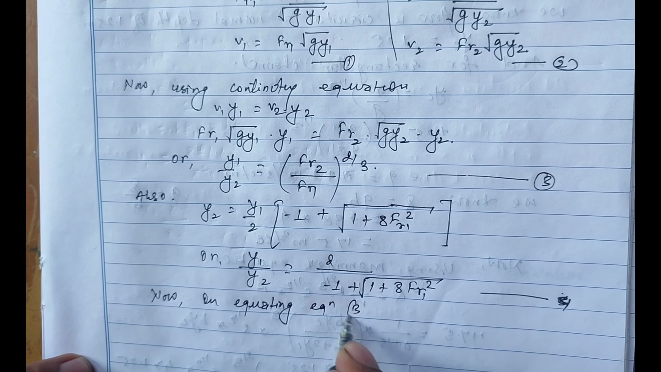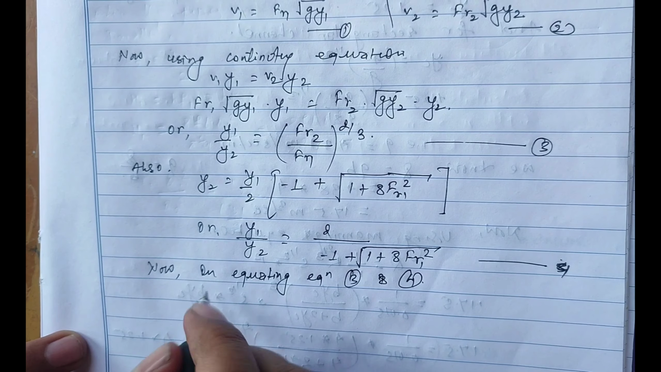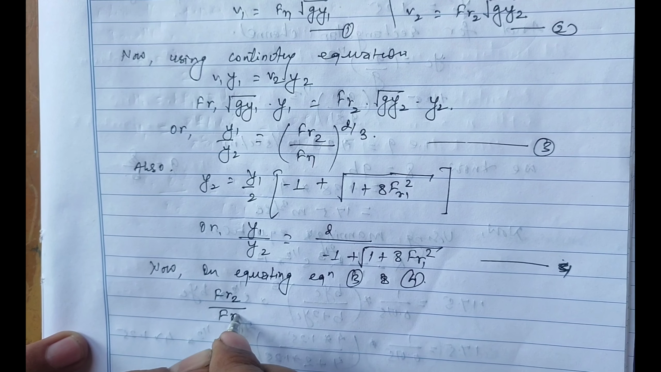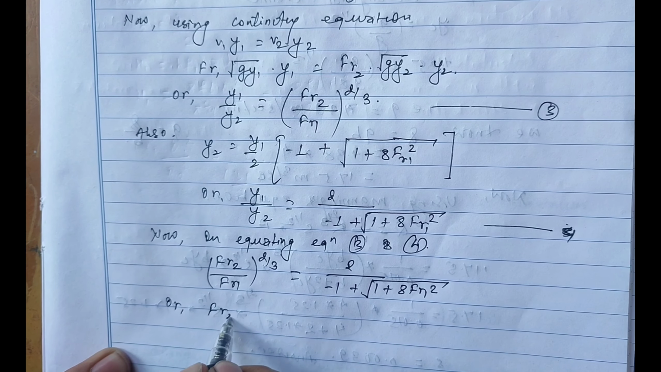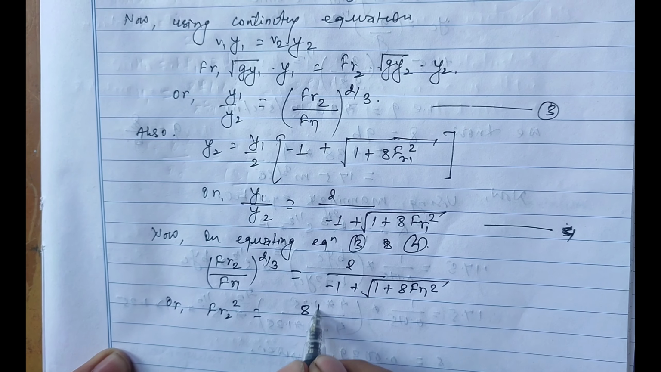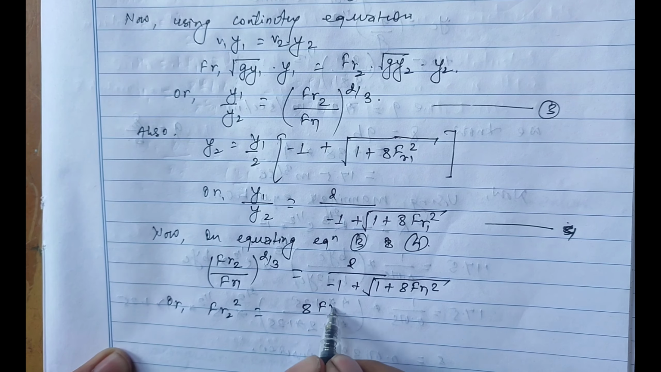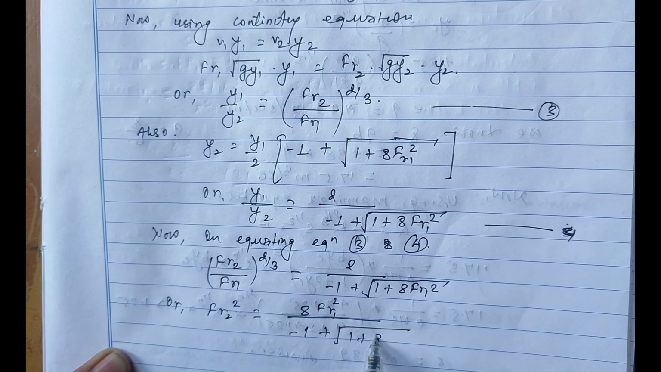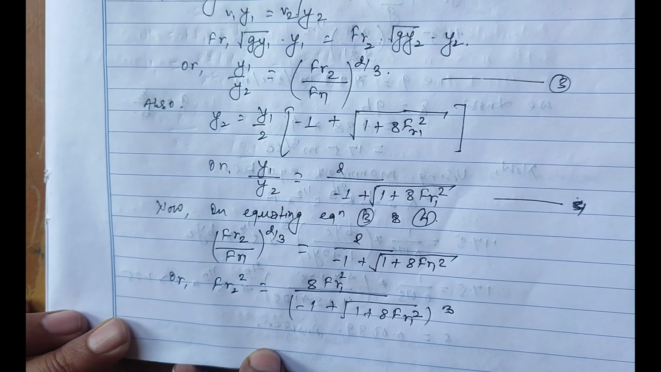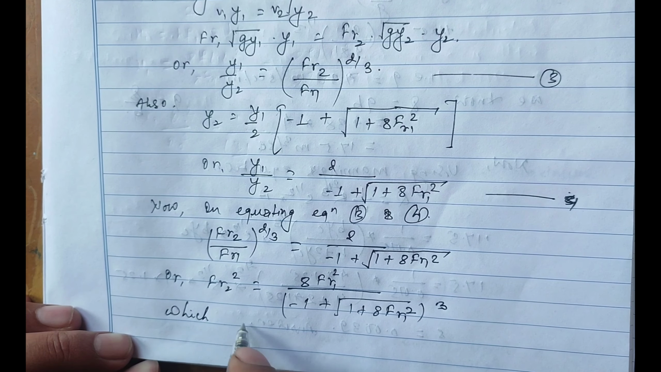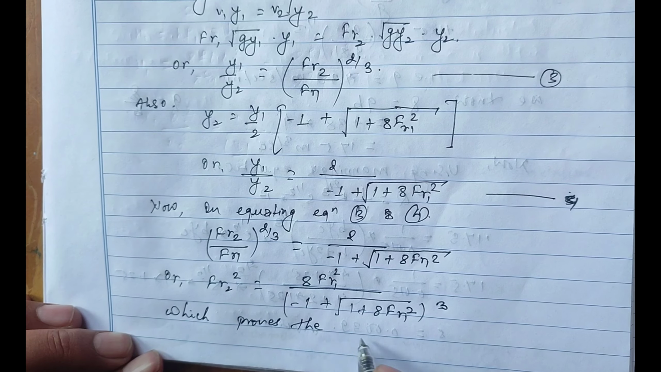Now equating equation 3 and 4, we get (Fr2/Fr1)^(2/3) = 2/(-1 + √(1 + 8Fr1²)), or Fr2² = 8Fr1² / (-1 + √(1 + 8Fr1²))³, which proves the requirement.